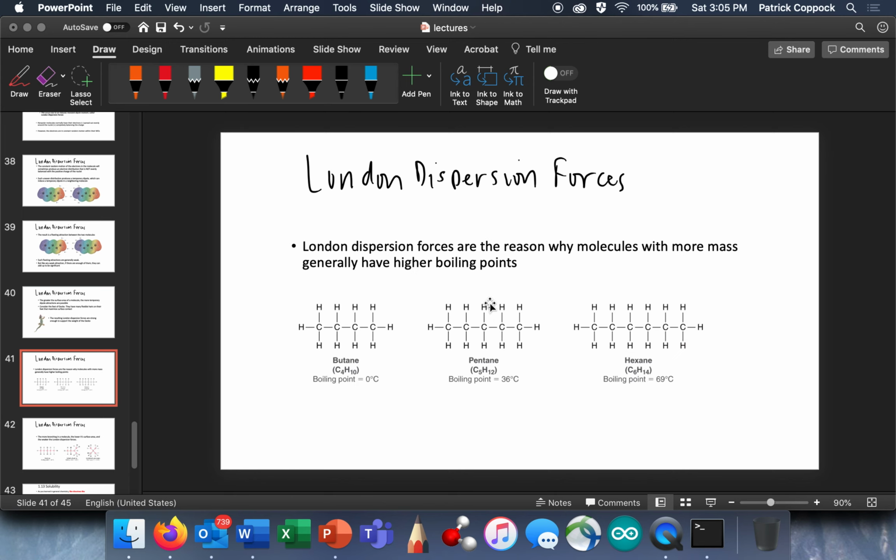Okay? London dispersion forces are the reason why molecules with more mass generally have higher boiling points. So look at butane, C4H10, right? That's got 4 carbons in it. Pentane's got 5. Hexane's got 6. And look at the boiling points. 0, 36, and 69.